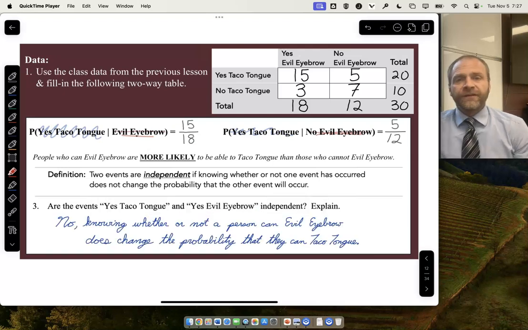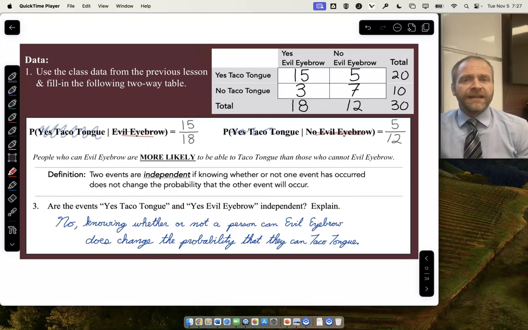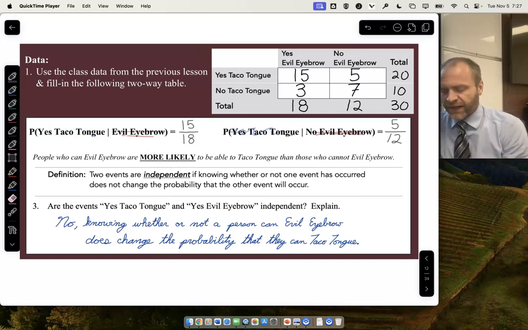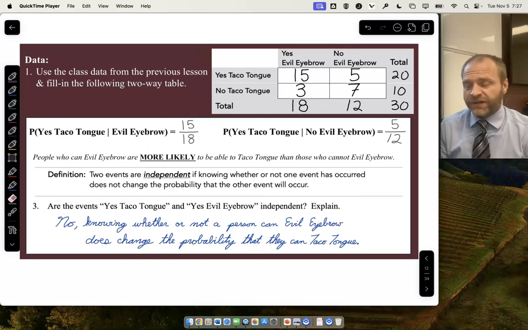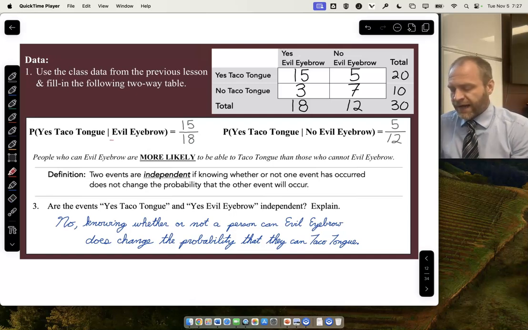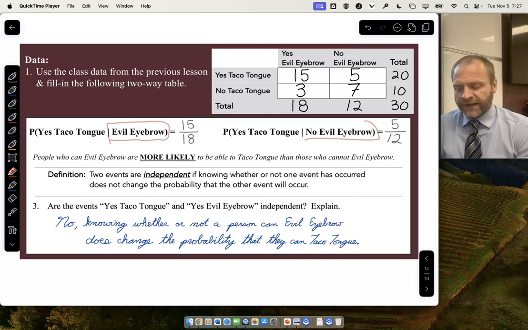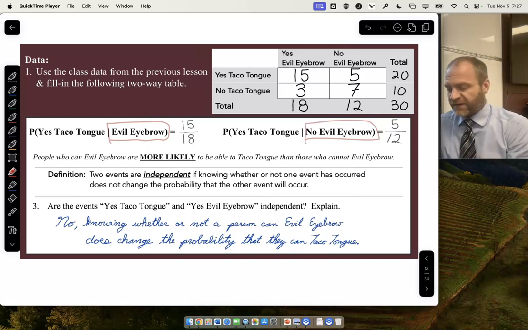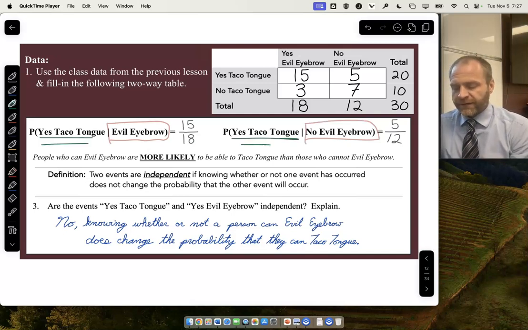So are these two events independent of each other? Probability independence. And no, because knowing whether or not a person can evil eyebrow does change the probability that they can taco tongue. And I want you to look up above to understand that definition. Knowing whether or not they can do this, if they can evil eyebrow, it does change their probability to be able to taco tongue. That means one impacted the other. So they are not going to be independent of each other.